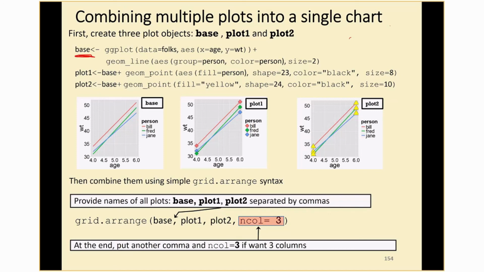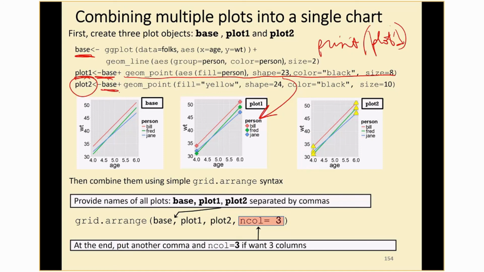And then I create another object called plot1 that begins with base and adds to it enough information to make a scatter plot. So if I were to go print plot1, what I would get would be this plot. And then similarly, plot2 began with base and added enough information to make a scatter plot, and that's what plot2 would look like.